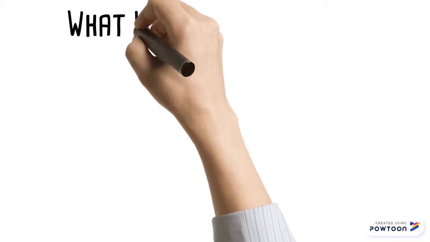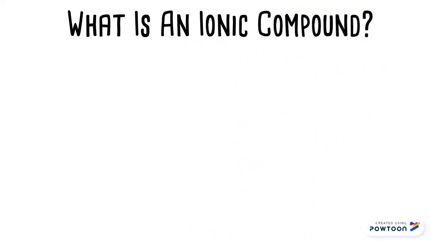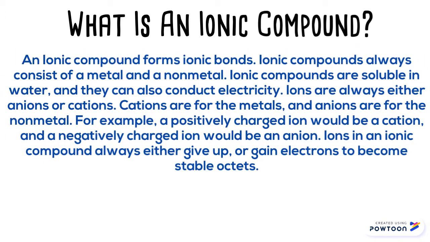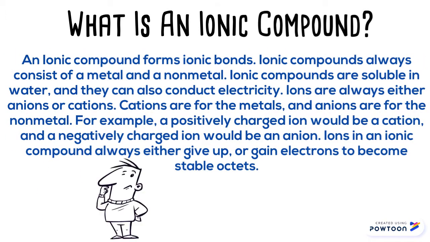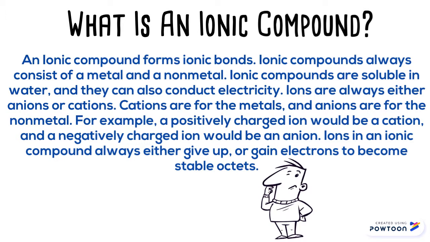Ionic bonds. Ionic compounds always consist of a metal and a nonmetal. Ions are always either anions or cations. Cations are for the metals and anions for the nonmetals. For example, a positively charged ion would be a cation and a negatively charged ion would be an anion. Ions in an ionic compound always either give up or gain electrons to become a stable octet.